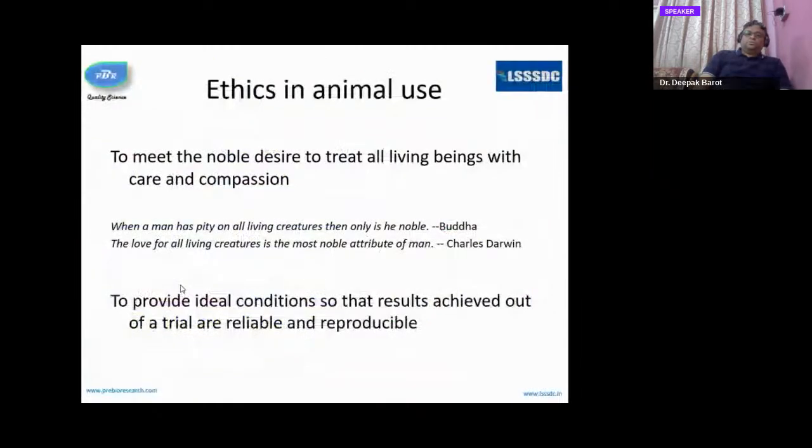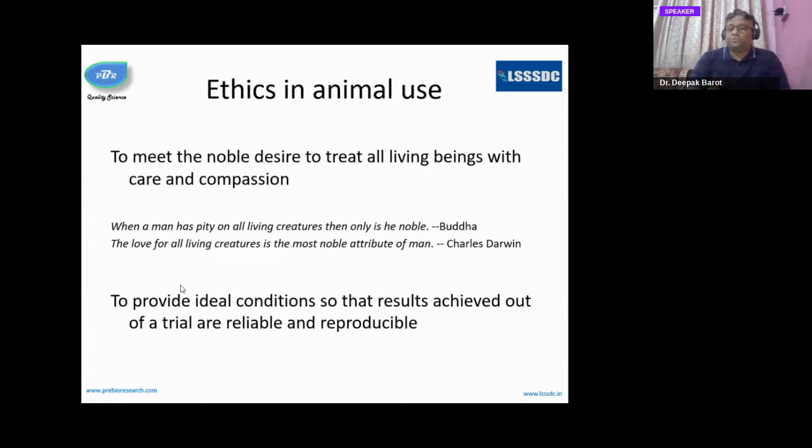Okay. So let's talk about ethics in animal use. Of course, I have talked about why we should use animals, which animals are used, and what the advantages of using animals are. Now we are moving to ethics. You may argue that if we are talking about ethics, we should not use live animals at all, right? That could come to your mind first. But as I already explained to you, in human drug research, in order to bring novel medicines and novel vaccines into the market, animal research is a must.